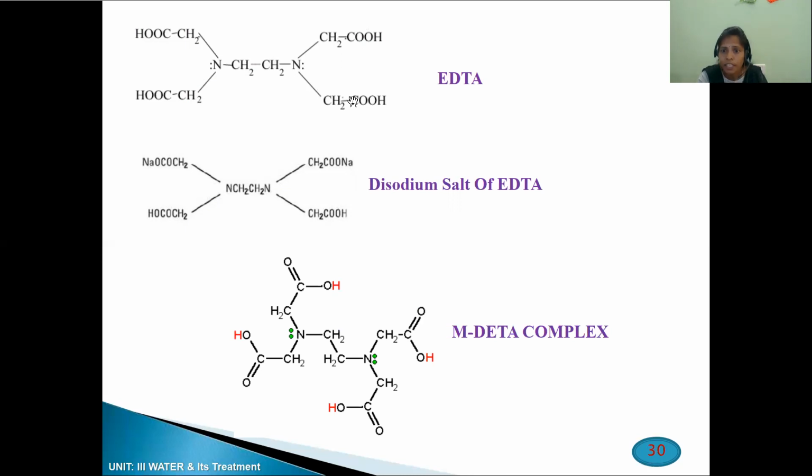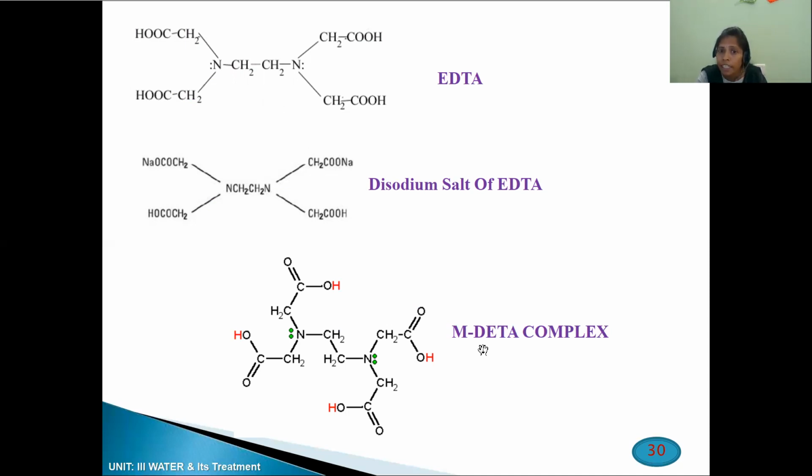But we are not using the direct form of EDTA. We are using the disodium salt. So in the place of 2 hydrogens, we write 2 sodiums. That is the disodium salt of EDTA. We can write 2 sodiums in the place of any 2 hydrogens. Here I have put 2 sodiums in place of these 2 hydrogens. This is the disodium salt of EDTA. Why are we using the disodium salt of EDTA? Because it is soluble in water, whereas EDTA itself is not.